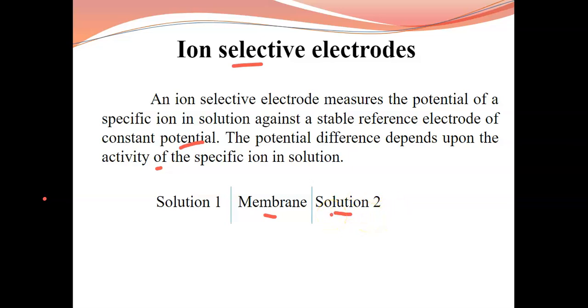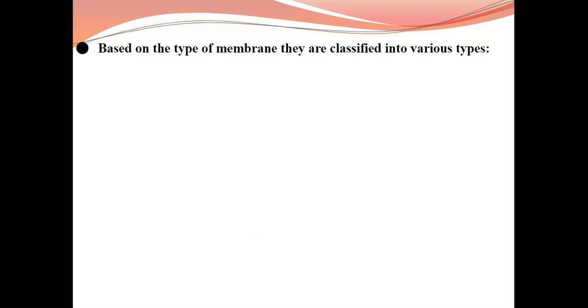For better understanding, if you have not seen my previous video on the glass electrode, you can go and see it for reference. Moving ahead, in today's session, we are going to see different types of ion selective electrode. There are a total of 5 types of ion selective electrode depending upon the membranes which we are using.